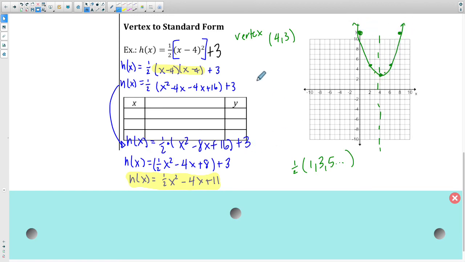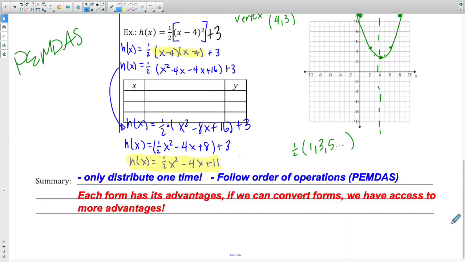So the deal is, when you have this vertex form, you have to follow PEMDAS. You have to do the exponents first, do your adding and subtracting at the end, and then you have two different forms, one in vertex form, one in standard form, that can help you graph. Okay, a couple things that you can write down in your summary. You only distribute one time. Follow your order of operations. And each form has advantages.